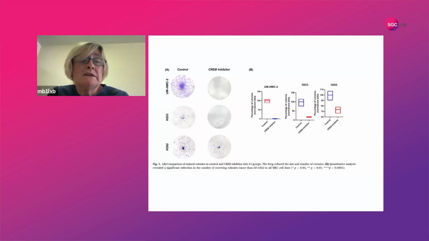In the cell lines that are expressing the CRTC1 fusion gene, certainly the HMC2 expresses it, as does the 292, but that's derived from a lung mucoepidermoid. So we were comparing salivary gland with lung mucoepidermoids.